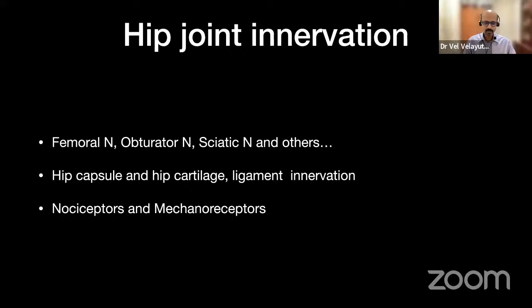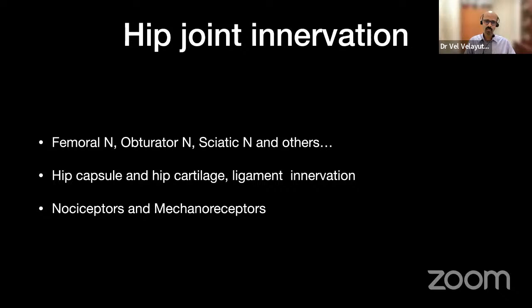Hence, it's difficult to manage a hip surgery under just a nerve block alone because of the complexity of nerves. So ideally, you want a central neuraxial blockade like a spinal or an epidural, or of course a general anesthetic. So just to do a hip procedure under a nerve block alone is quite tricky, because of the complex innervation.